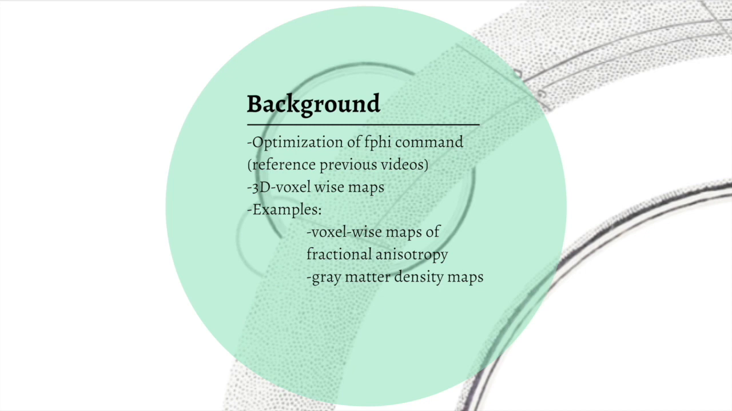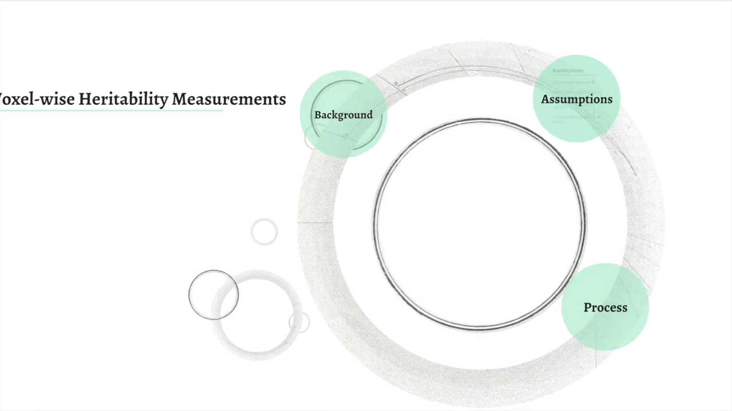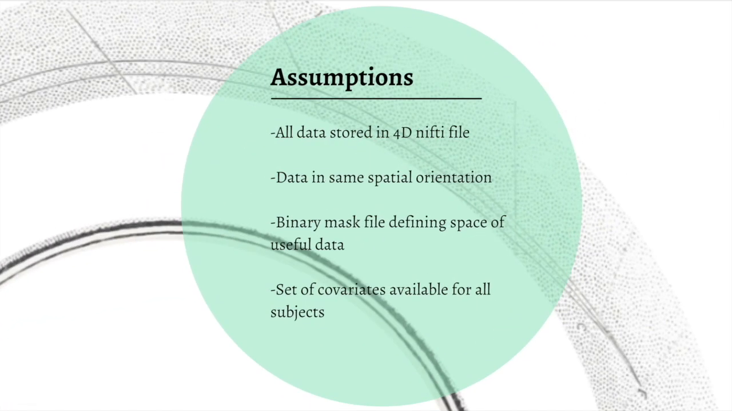Examples of these traits include voxel-wise maps of fractional anisotropy and other diffusion parameters, or gray matter density maps from voxel-based morphology studies. The command works with the following assumptions. 1. That all voxel-wise data is stored in a single 4D Nifty file. 2. That the voxel-wise data for every subject has been spatially normalized to a common space. In other words, the data for all subjects are in the same spatial orientation.